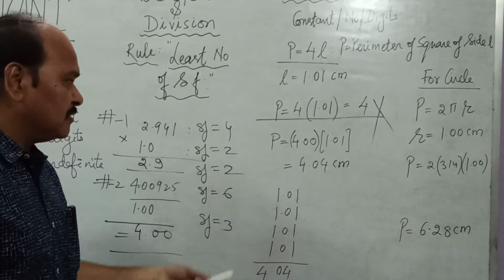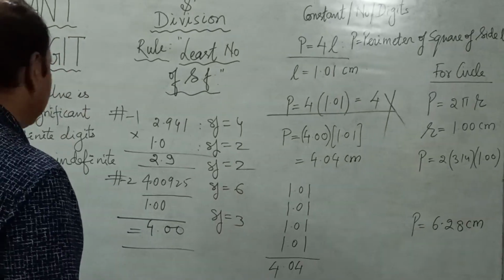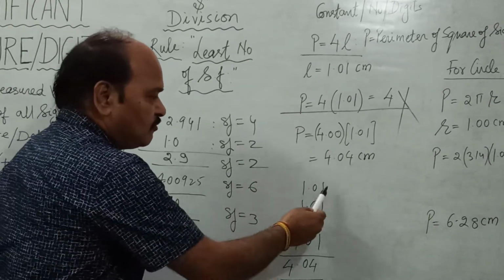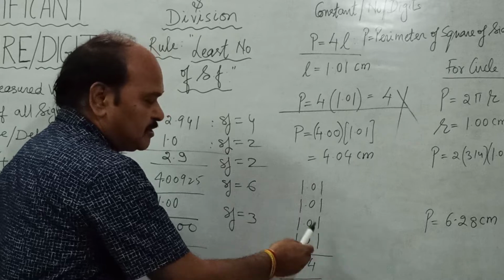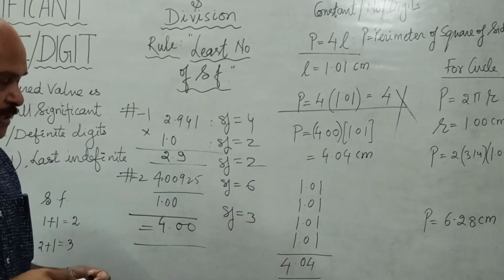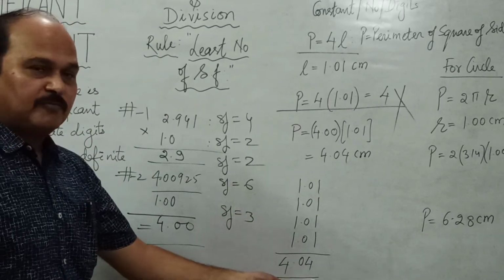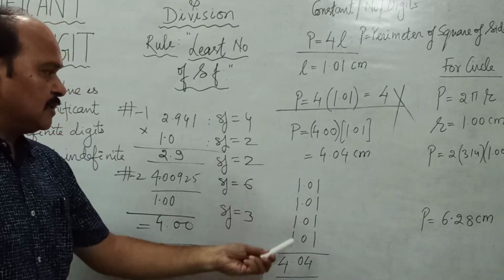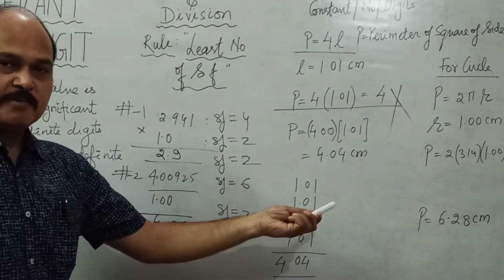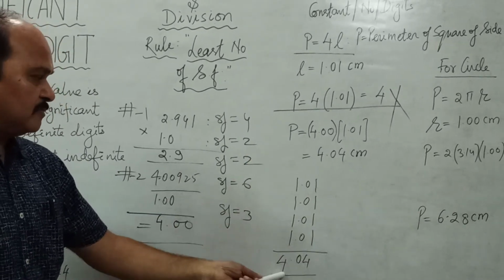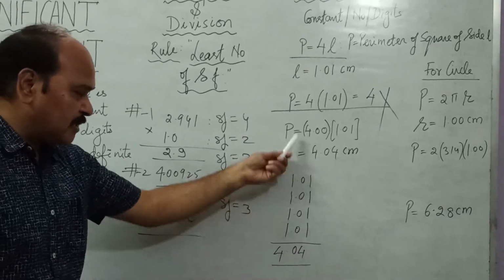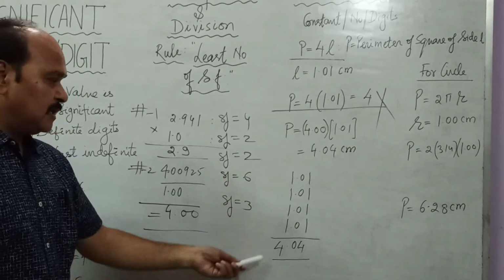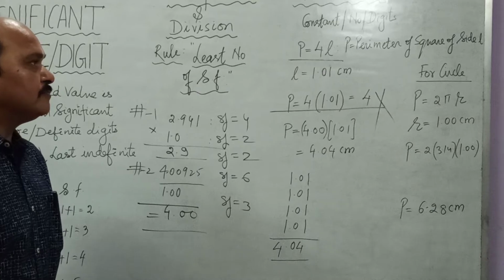You can also work it out by the addition rule which we have just learned. So 1.01, 1.01, 1.01, 1.01. If we add all 4 sides of the square, we get the answer as 4.04. All the 4 values have the same number of places beyond the decimal, so there is no problem. We add it out, and it will come out to be 4.04.